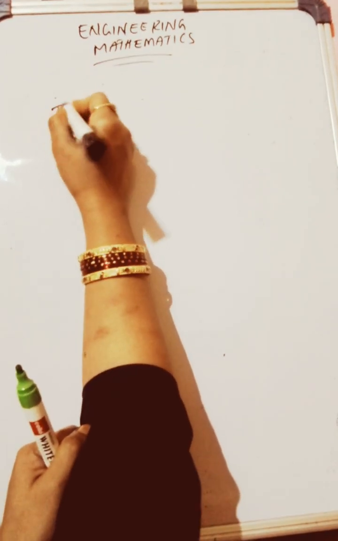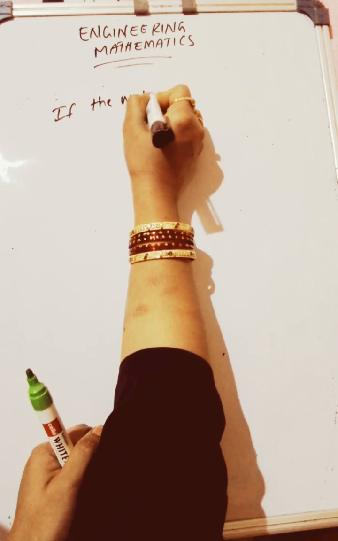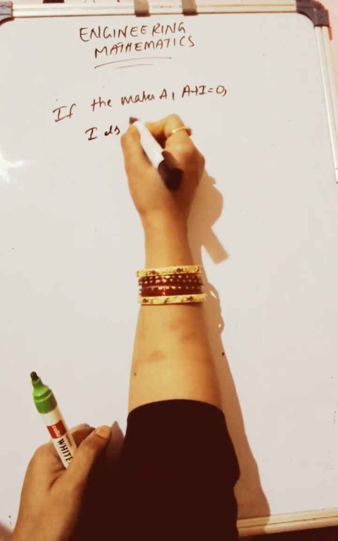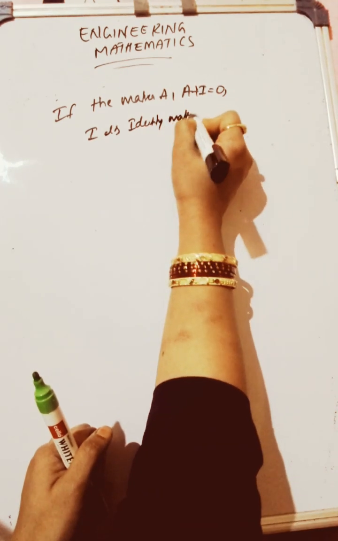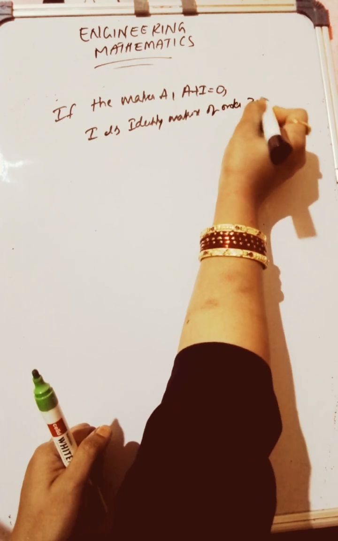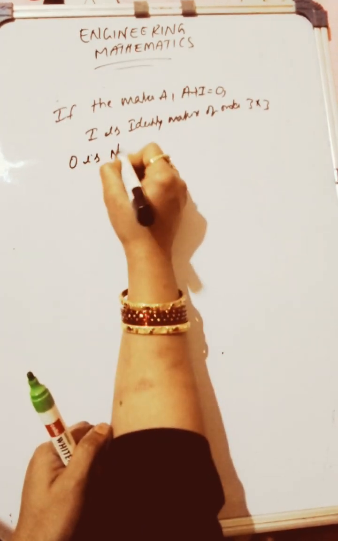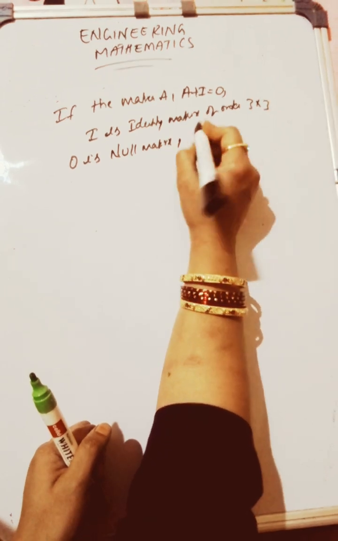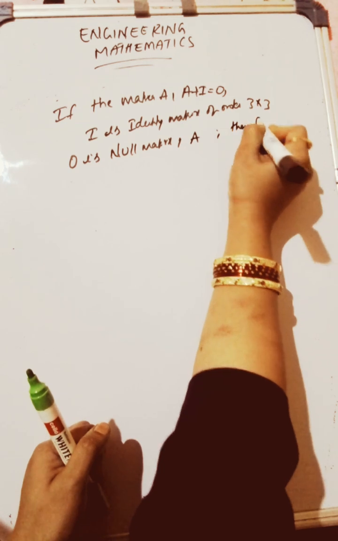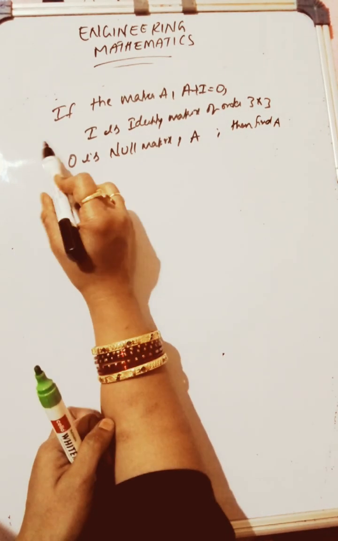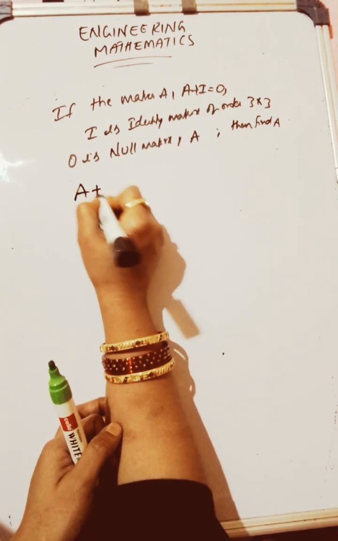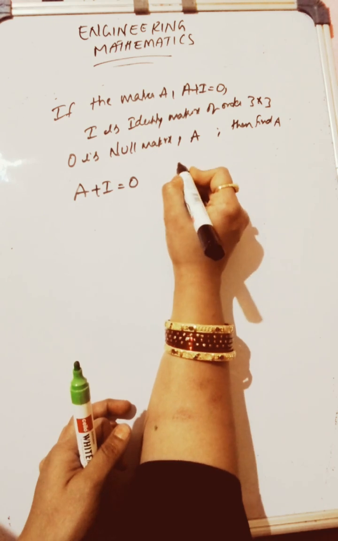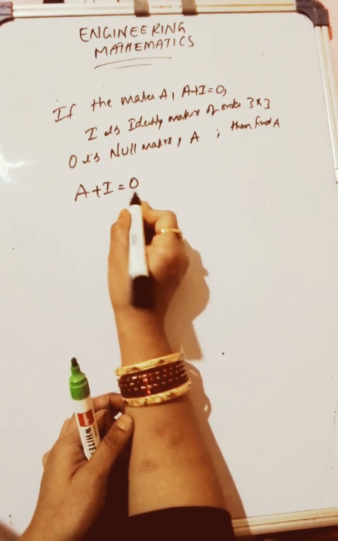Next problem is: if the matrix A plus I is equal to 0, where I is the identity matrix of order 3 by 3 and 0 is the null matrix of the order corresponding to matrix A, then find A. See, in the given problem, consider that A plus I is equal to 0, where I is the identity matrix of order 3 and 0 is the null matrix.